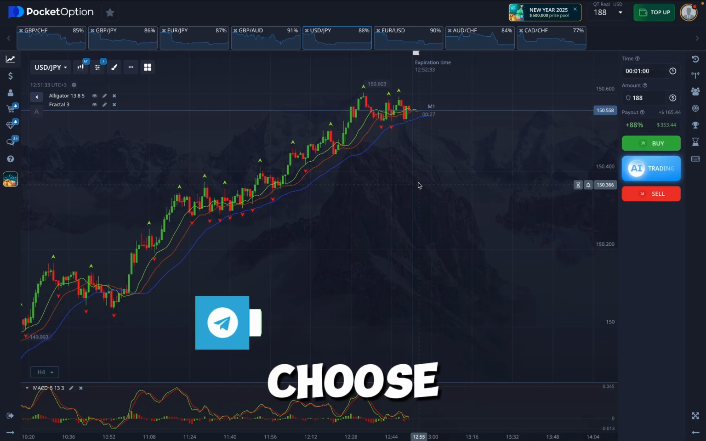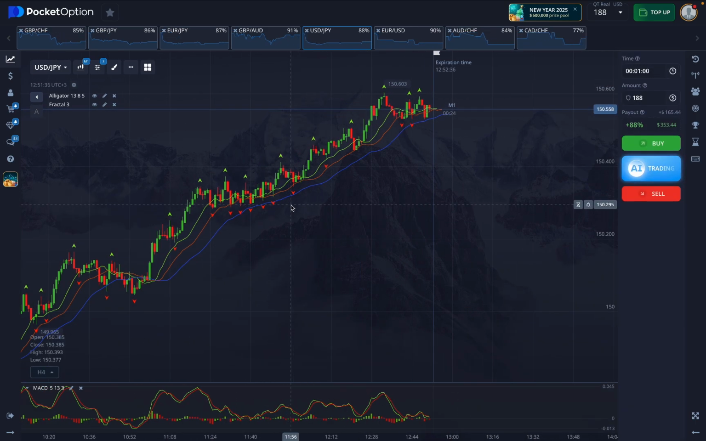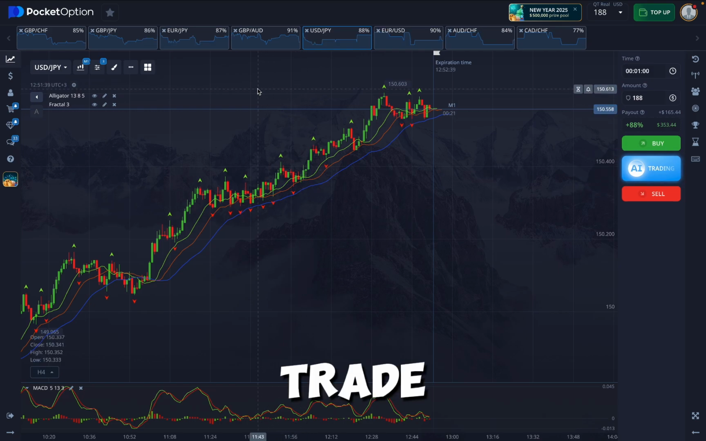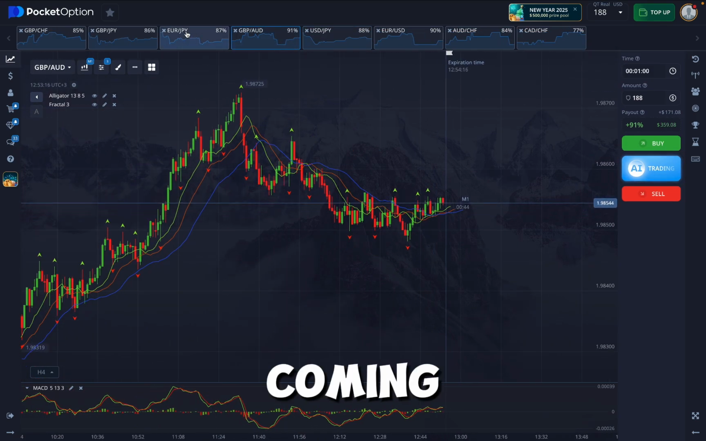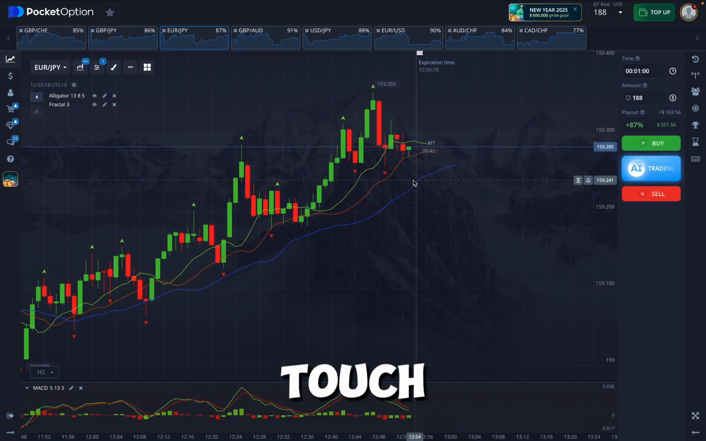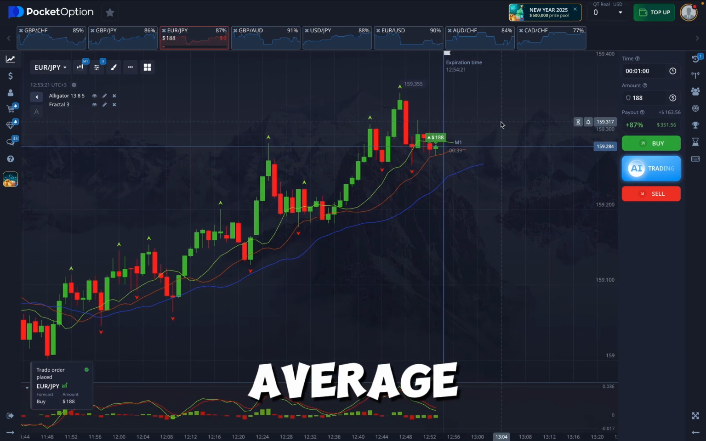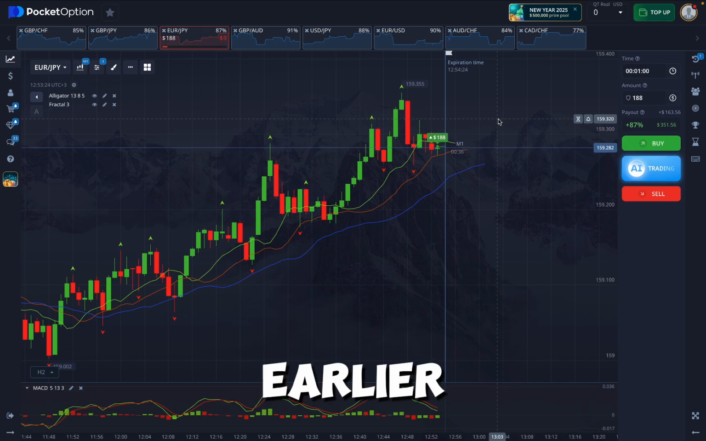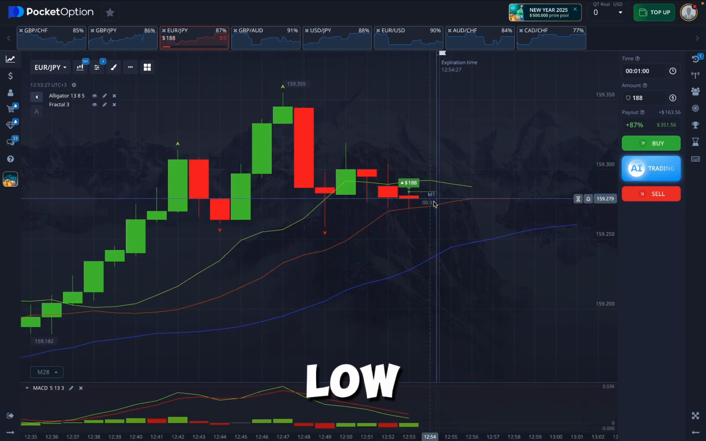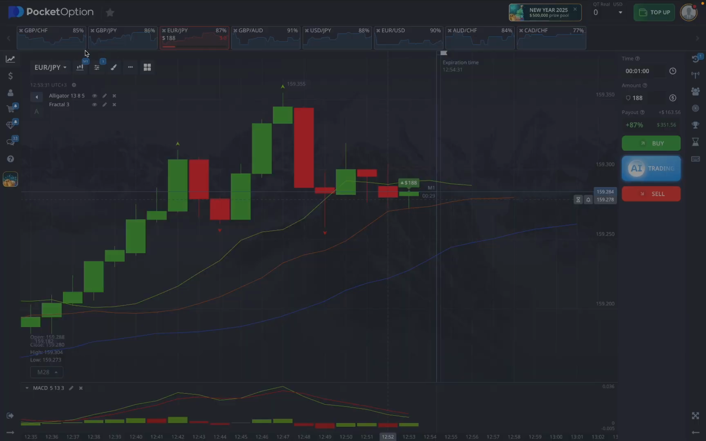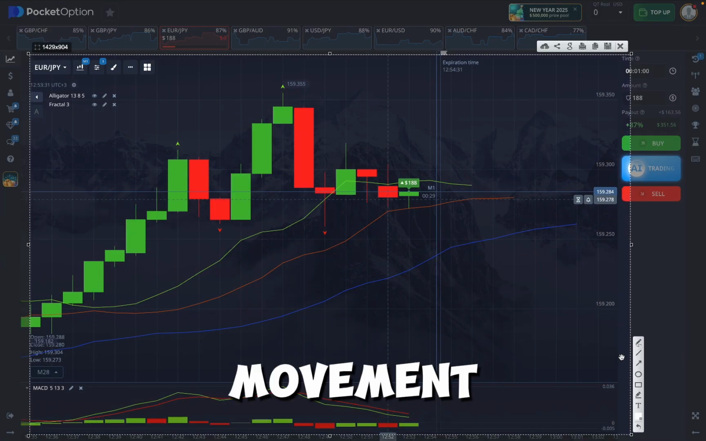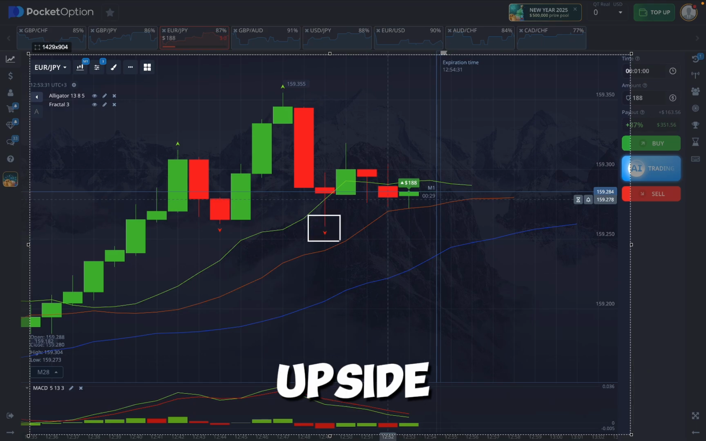Let's continue and choose the next entry point. Here we will open a trade on the upside. The entry point was not long in coming, and it is here that we catch the touch of our moving average at the alligator. Earlier, a structural local low was updated, and after such dynamics, after the pullback dynamics of the movement, we open a trade on the upside.